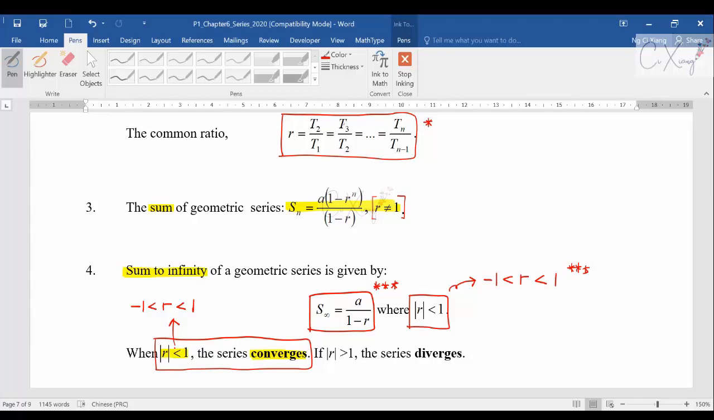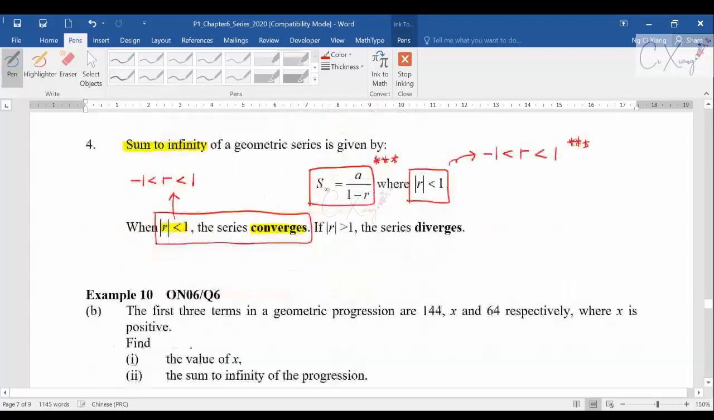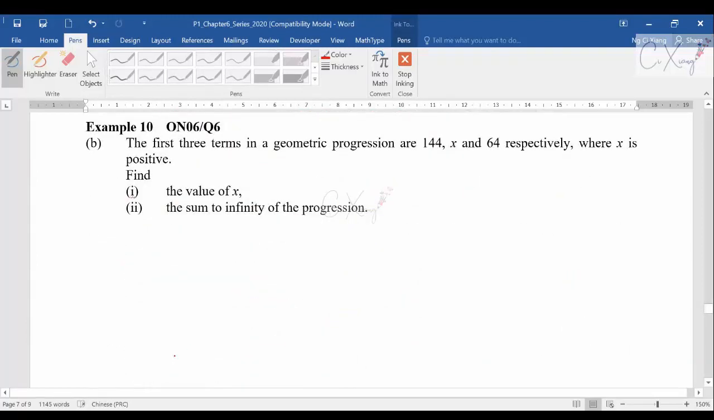Alright, so maybe we can have a look and see how we actually try to apply it in an exam style question or some example. Okay, so let's start with example 10. Here they tell you that the first 3 terms in the geometric series are 144, x, and also 64, where x is positive. So please take note that x is positive. First, they want you to find the value of x.